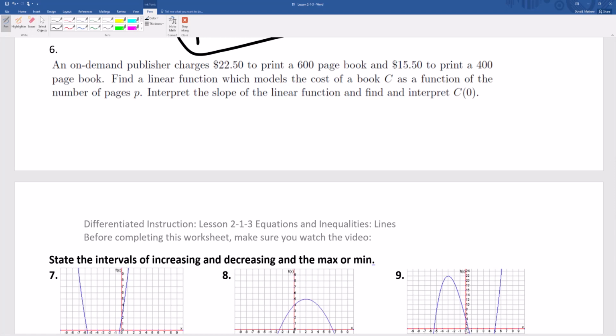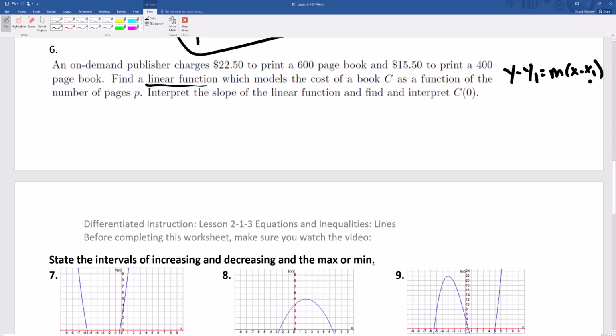All right, so for number 6, this is an on-demand publisher charges $22.50 to print a 600-page book and $15.50 to print a 400-page book. Find a linear function, y minus y1 equals m times x minus x1, which models the cost of the book.